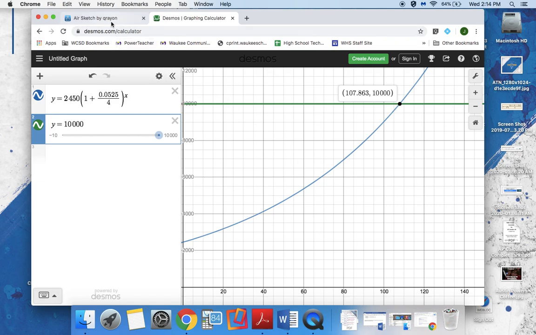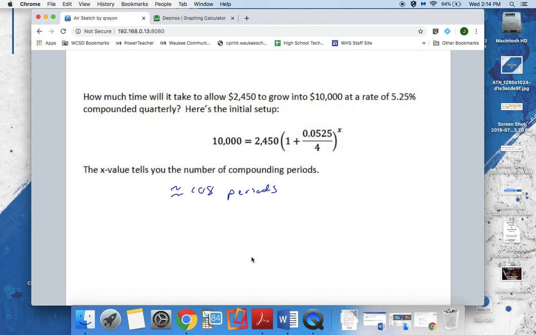I mean, you probably stop and think and say to yourself, oh my gosh, that's like 108 years? Well, no, not really, because remember we compounded quarterly. So 108 compounding periods divided by 4 is going to give me, well, 27 years. Trust me, I don't know if it's going to be worth the wait. I might be able to find an investment that gets me up to 10 grand a little bit faster. I just hope it wasn't a Ponzi scheme or something like that.